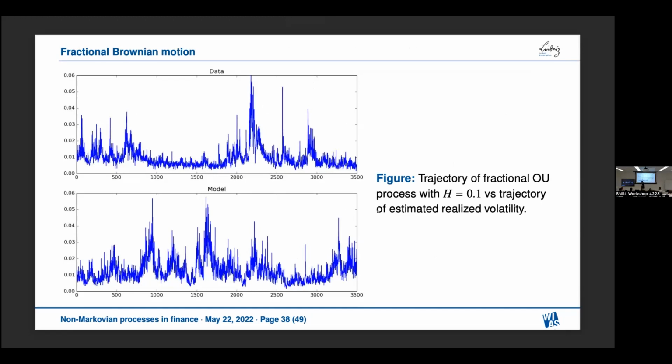And again, let's try to visualize what's going on here. On the top, I have the log volatility as estimated from data, and this is another go. And here, there's a trajectory of a fractional Ornstein-Uhlenbeck process with h equals 0.1. Of course, there's no clear fit, and you see differences. But if you concentrate on the roughness, it looks very similar, I would say. If I were to plot the Brownian motion here, it would look much smoother, with much less variability.